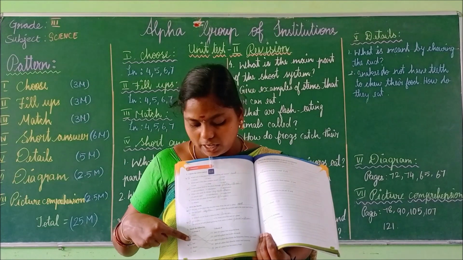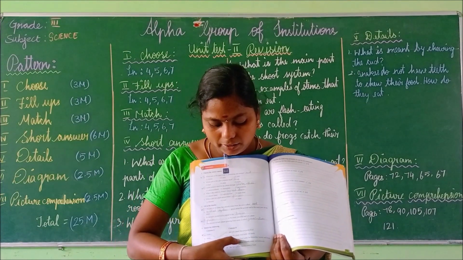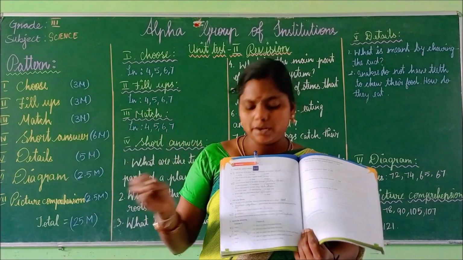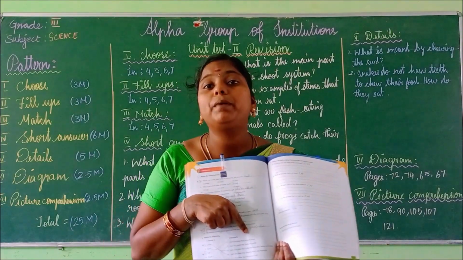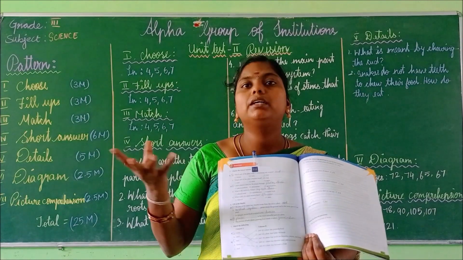The next one, stem. Stem, which goes here, part of a plant that holds the branches, leaves and fruits. Third one, leaf, the part of a plant that prepares food. Next, flower, the part of a plant that becomes a fruit.